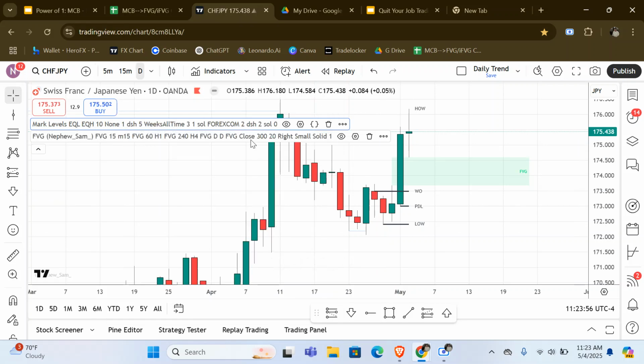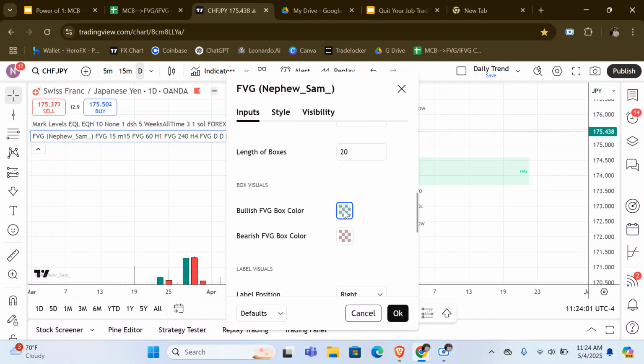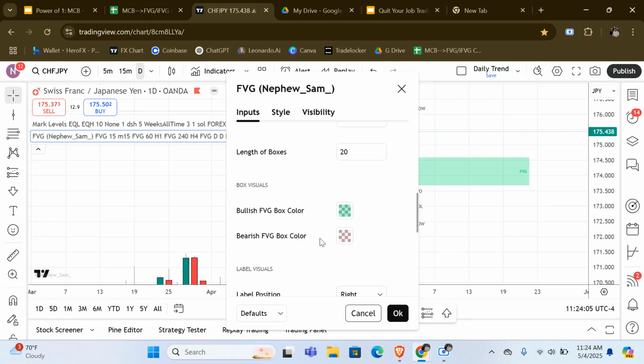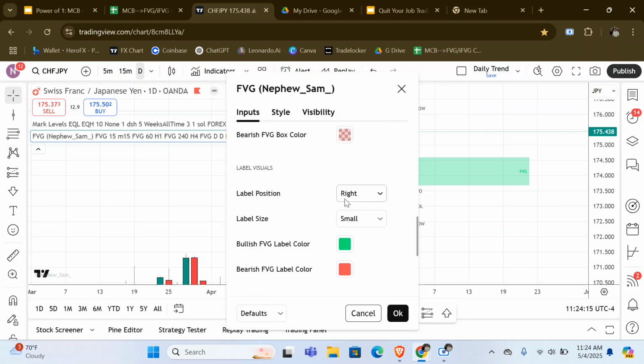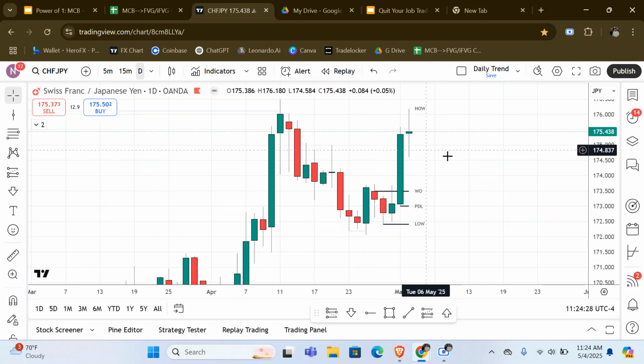And then for fair value gaps by Nephew Sam, as far as the settings go, all I do is make the colors a little darker, about 30%. But other than that, you don't really need them. Sometimes you can, and I like to make the label a little bit bigger, like that. And for the most part, I leave this off until I actually need it because it just creates too much noise.